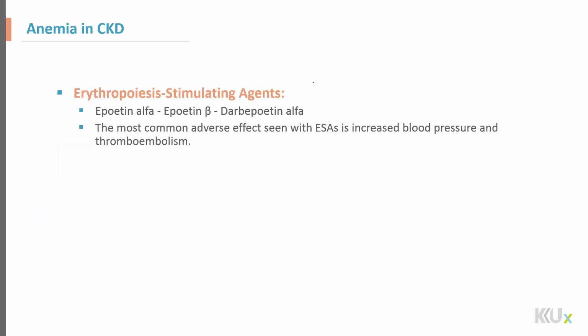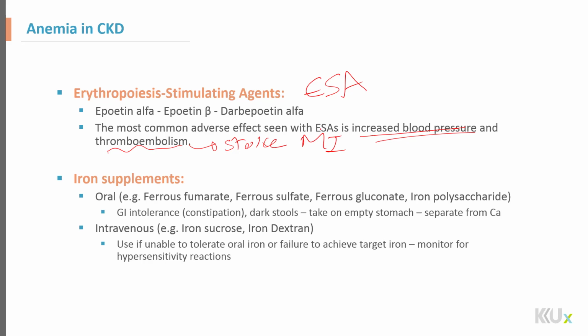Erythropoiesis stimulating agents, ESA, like epoetin alpha or epoetin beta or darbepoetin alpha. The most common adverse effect is increased blood pressure. So if the patient has high blood pressure, we should control the blood pressure first, and also consider thromboembolism. If the patient has a stroke or MI, it is contraindicated to use erythropoiesis stimulating agents in the acute stages of these diseases. Iron supplements, we have oral and intravenous.